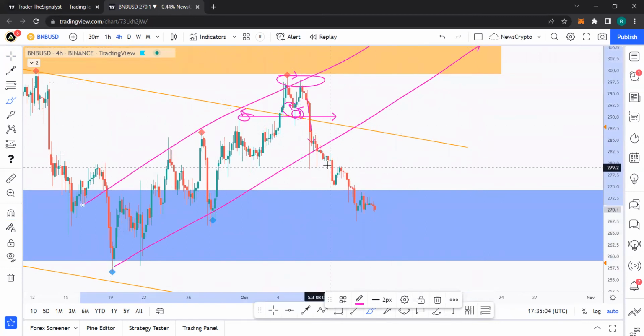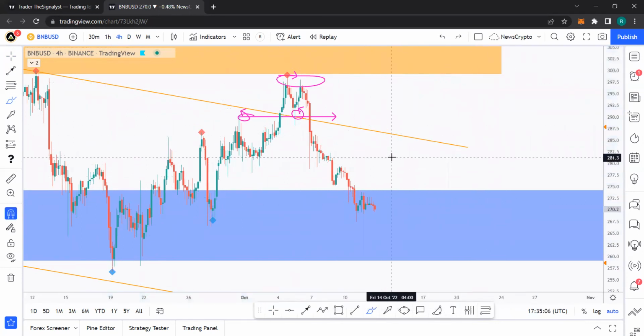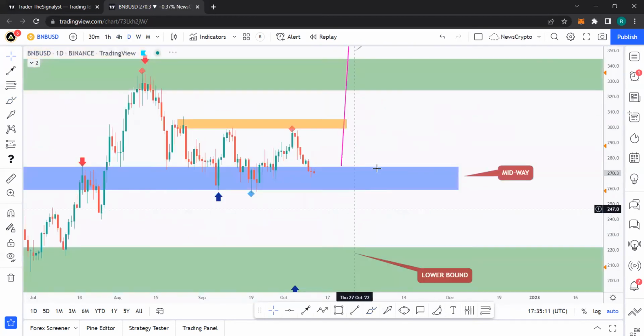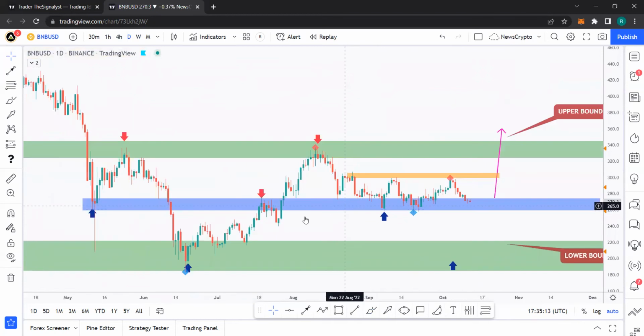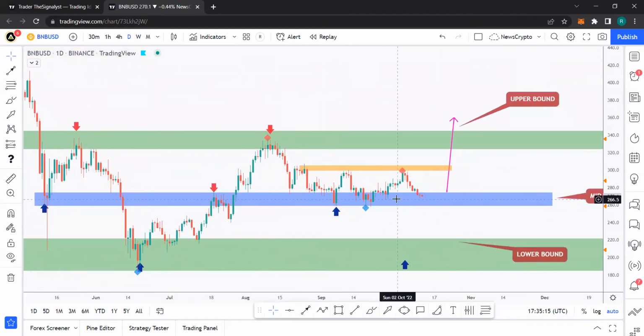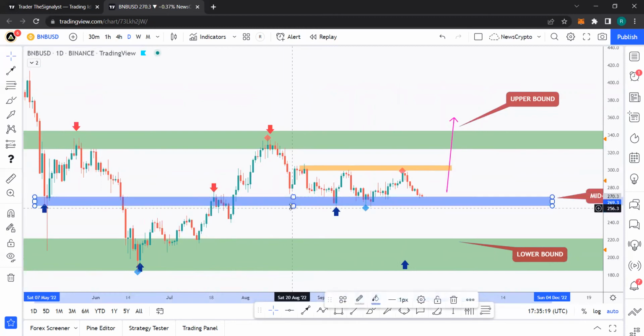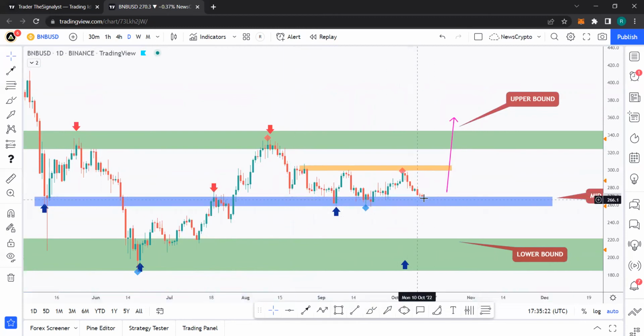These are all signals that the bears are taking over. So anyway, this is from a short-term perspective. On the daily time frame, we are currently sitting around this area, which is around 260. You can even, if you want, make it a little bit smaller for it to be cleaner. That's it. We are currently retesting it.